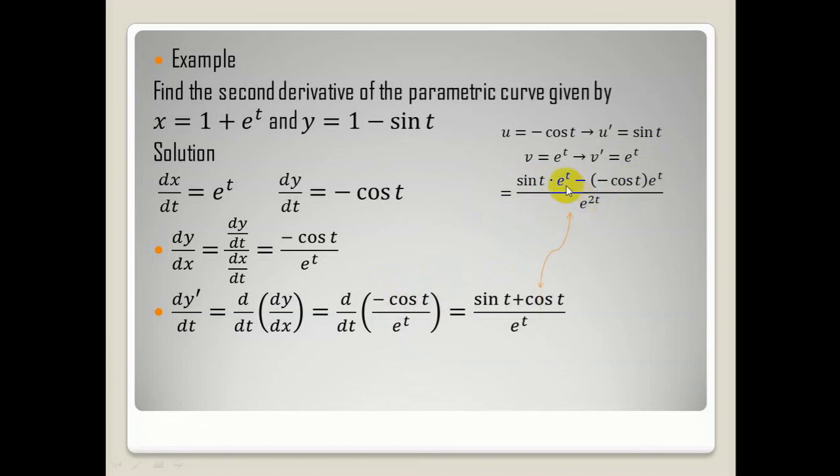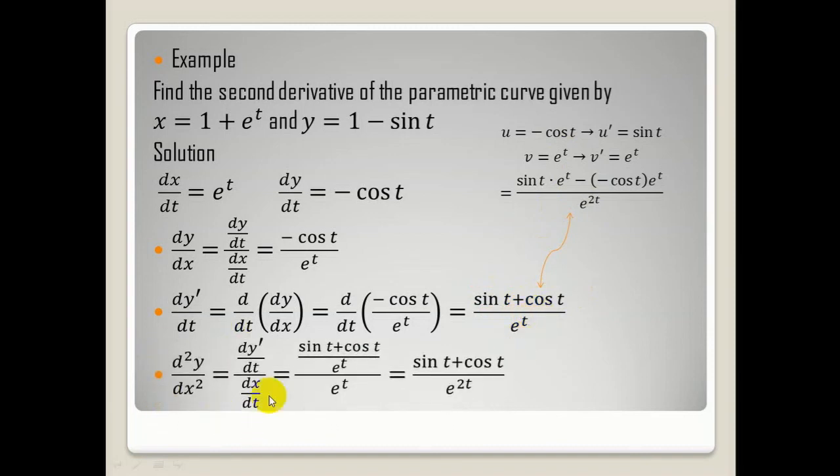Because here the numerator and denominator have the same e to the power t, you can cancel each other. So the result will be sin t plus cosine t over e to the power t. So the second derivative of this function is to substitute this here over e to the power t. So the result is (sin t plus cosine t) over e to the power 2t.